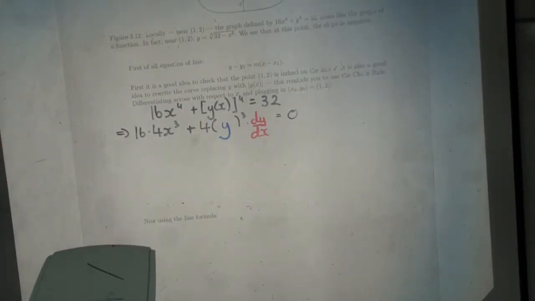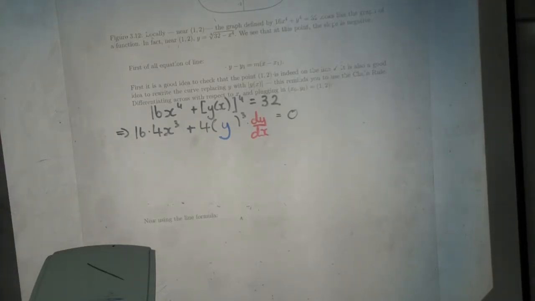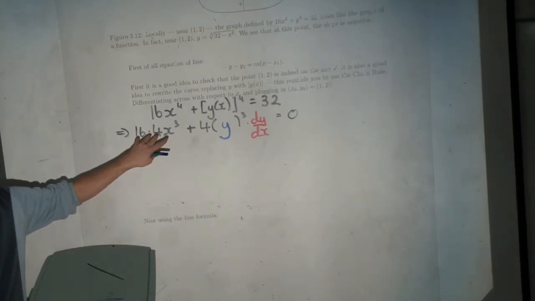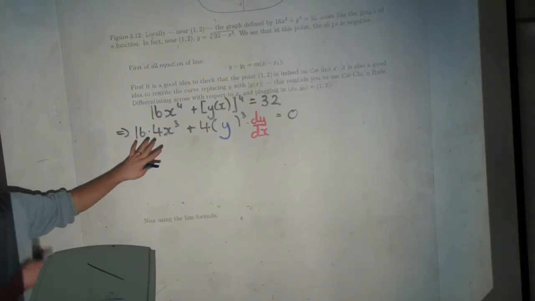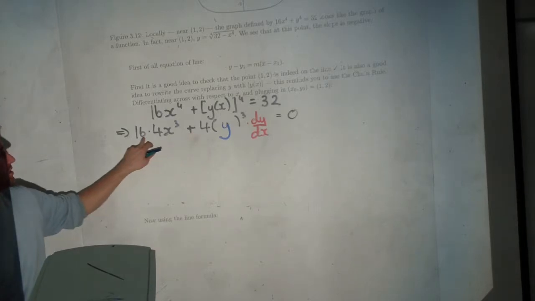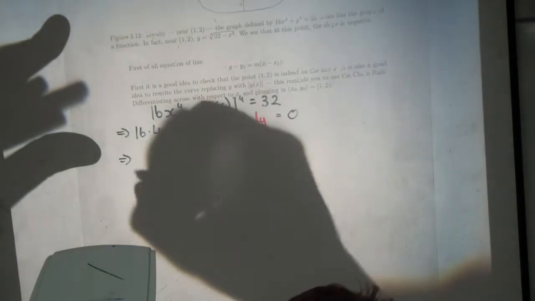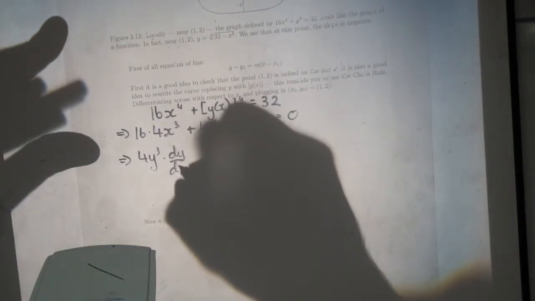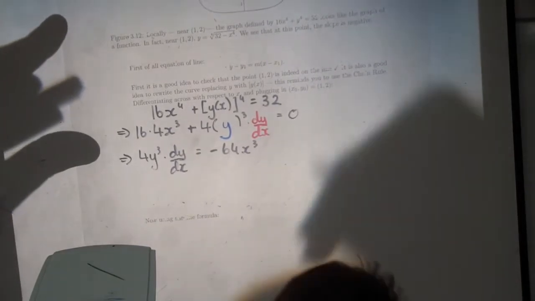Now in terms of solving this for dy dx, what stuff is in the way? This is 64x cubed. Could bring it on the other side straight away. I won't say bring over, okay? You can get in trouble. So what's the opposite of adding this? Subtracting. So we subtract it from both sides. So I'll get 4y cubed dy dx equal to minus 64x cubed.